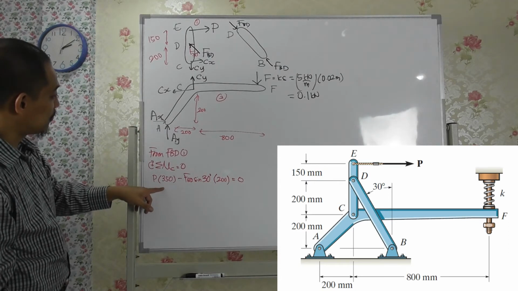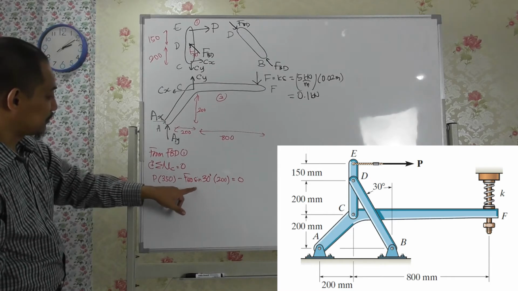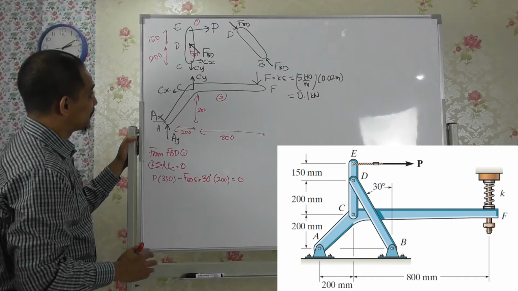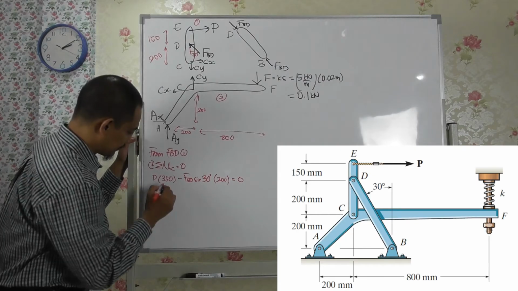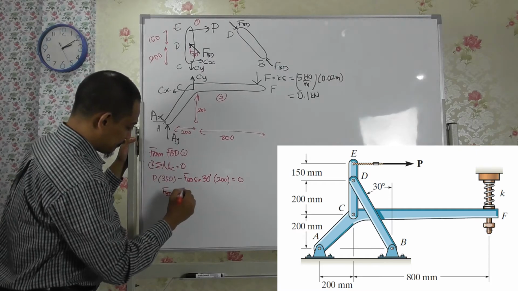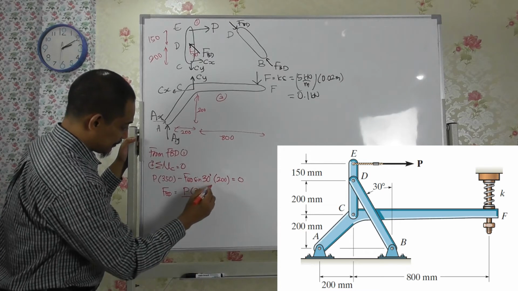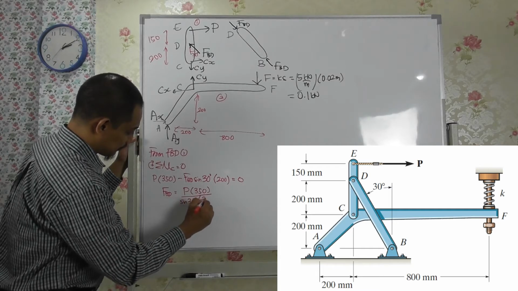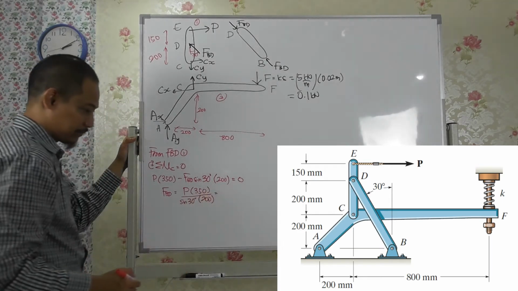Okay, so is this correct? F sine 200. Alright, so maybe I'll just shift this so that I can express everything in P, perhaps, right? So let's say FBD, then it will be P times 350, divided by sine 30 degrees times 200, right? So can you calculate that? What do you get?